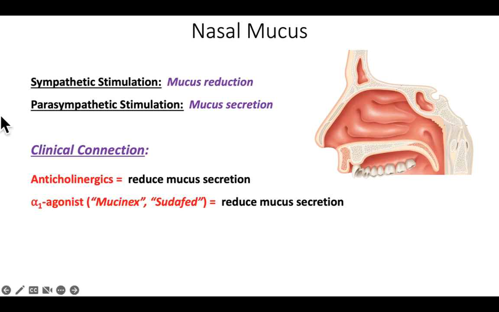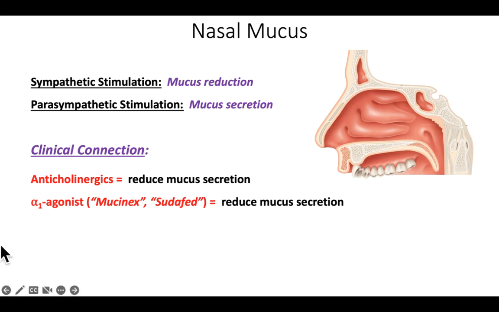Mucus secretions are reduced by sympathetic stimulation, but increase with parasympathetic stimulation. All right? So that's how mucus is controlled. Now, think about some of your medications. We like to give decongestants and medications that reduce the production of mucus. You could do that two different ways.